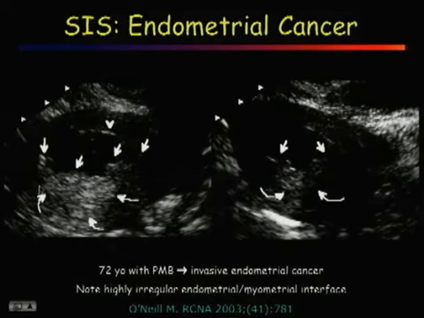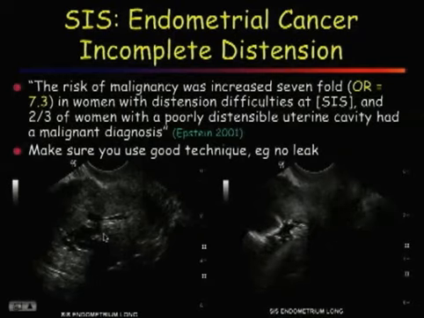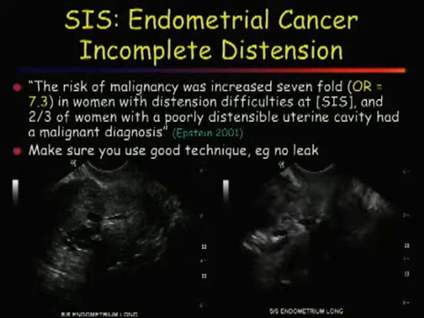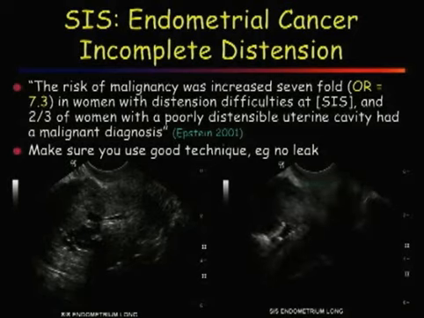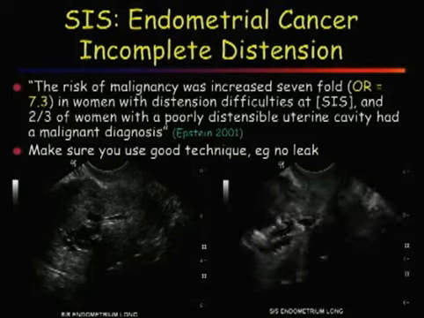Here's another one from MJ's article, very irregular, lobulated, maybe invading into the myometrium. You can see these look the same. And the key thing to remember here is that endometrial cancer can be very serous and very infiltrative. So if you're not getting good distension of the cavity, worry that you have an infiltrative endometrial cancer there. Your odds ratio is around 7 or 8 with poor distension.